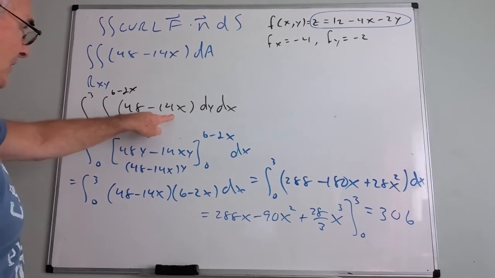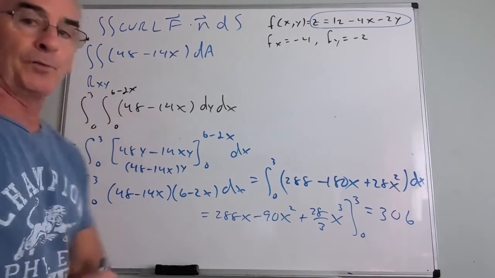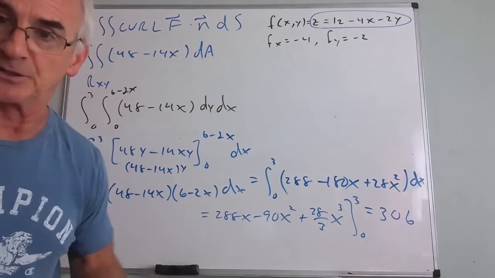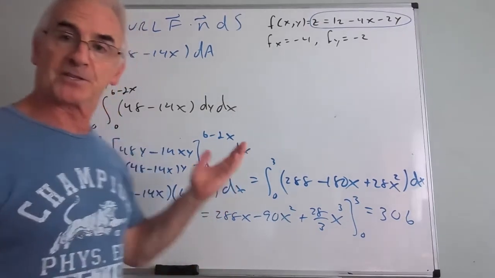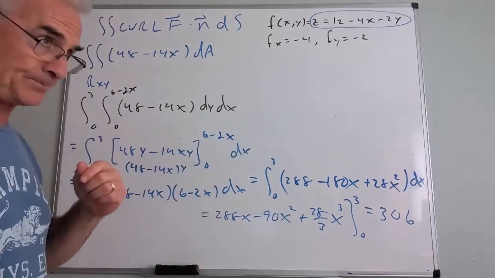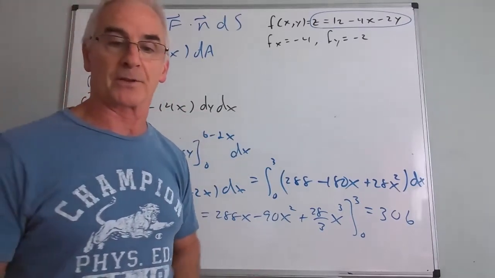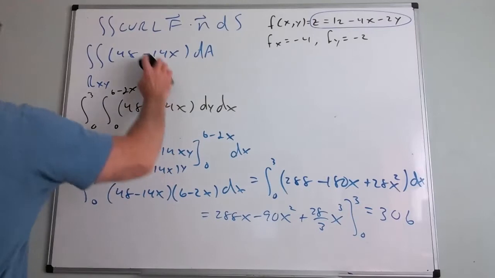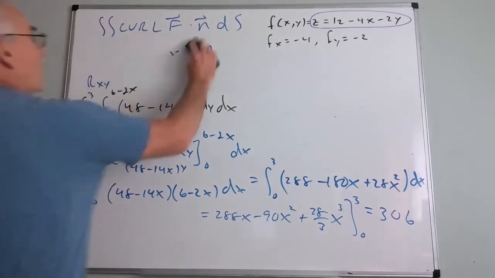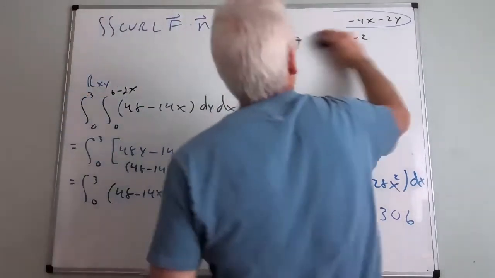So the region itself really didn't have a lot to do with it as much as for the limits, because it's very possible this could have been a polar conversion kind of thing. So now let's do the next problem. It's the same thing. I want to find this quantity.